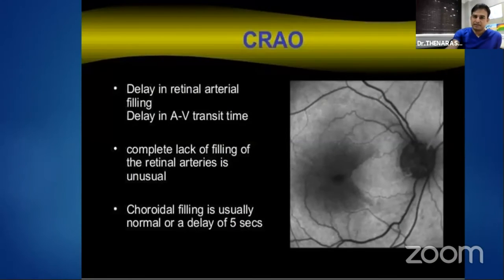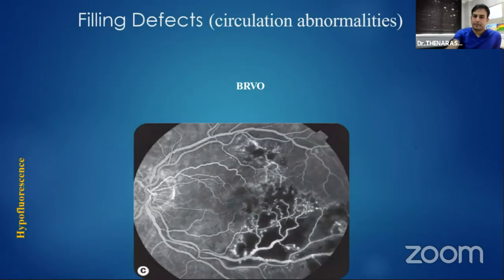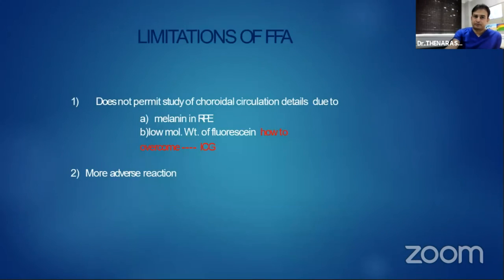Again, in CRAO there will specifically be a delay in the retinal arterial filling time, but the choroidal filling time will be normal. In central retinal vein occlusion, especially in ischemic CRVO, you can get a filling defect. We can get CNP areas in the late phases and arteriovenous phases. Again, this is a case of BRVO with segmental capillary dropouts.